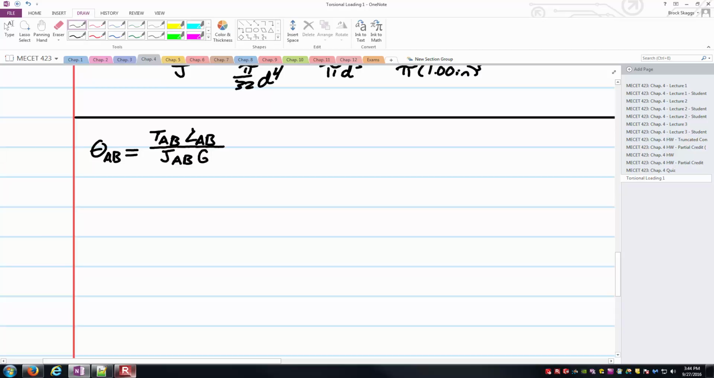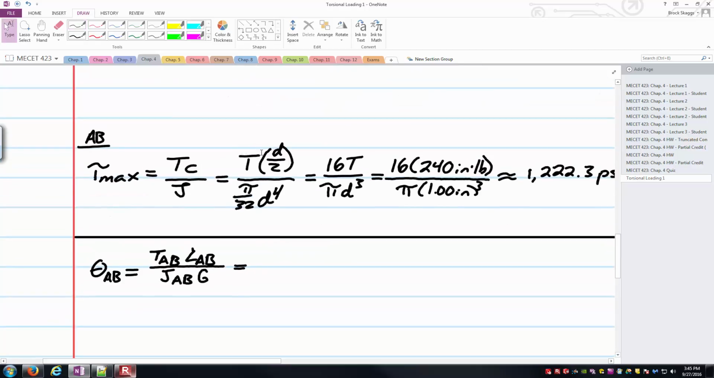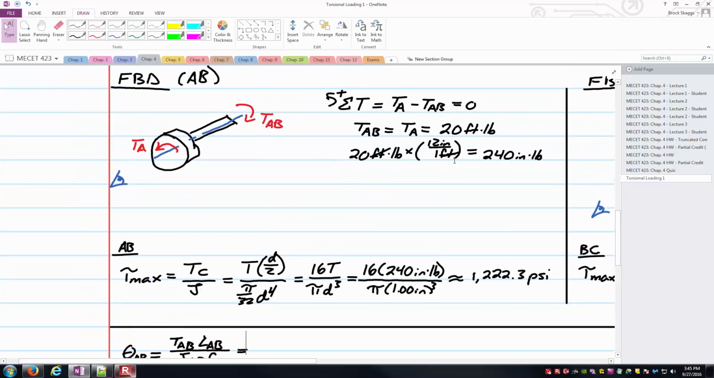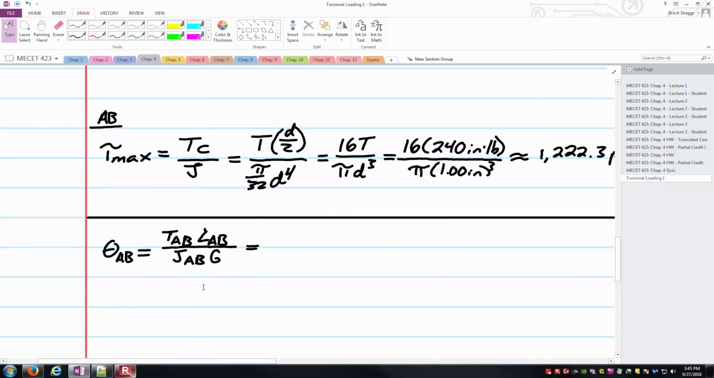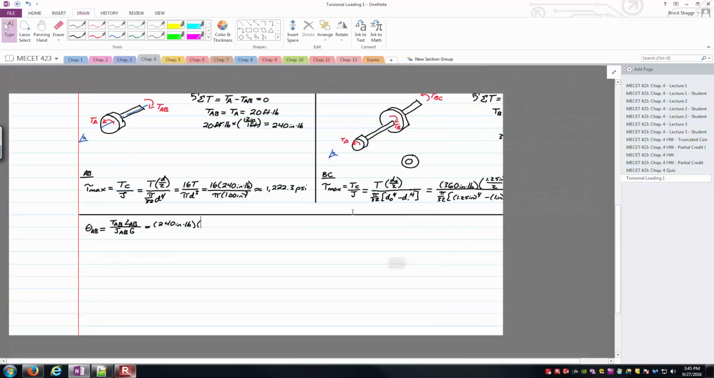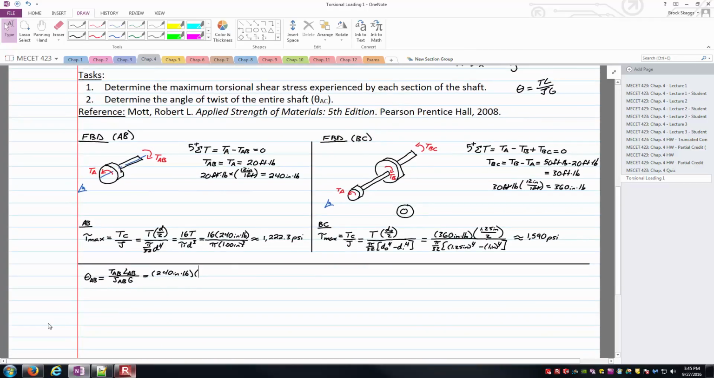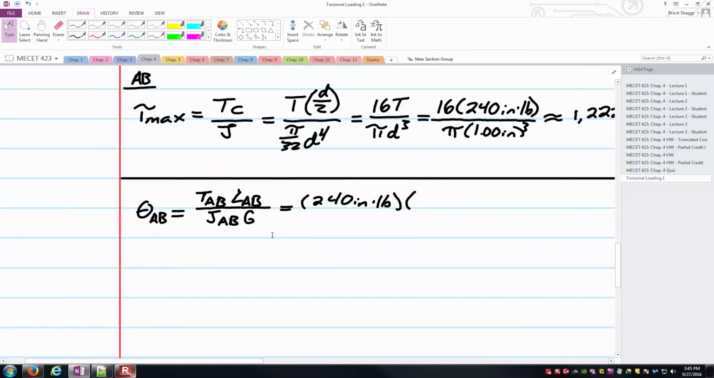And so I'm not putting the subscripts on G because it's common between the two of them. Other than that, I should know all the variables right here, as far as already explained them and have numerical values, including G as well. And so I'm just going to plug and chug here. TAB is 240 inch-pounds, so that'll come down here. The length of AB up here at the top is 2 feet, so 24 inches. Notice I'm getting all my length units to inches.